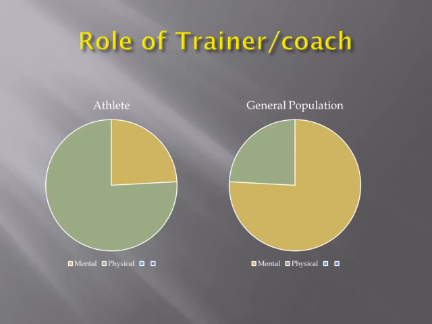So the role of the trainer coach, all right, we talked about this 80-20 principle. With the athlete, you're pushing them as hard as you can. So 80% of your work is going to be physical, whereas with the general population client, 80% of your work is going to be mental.